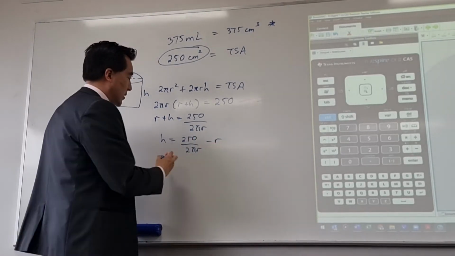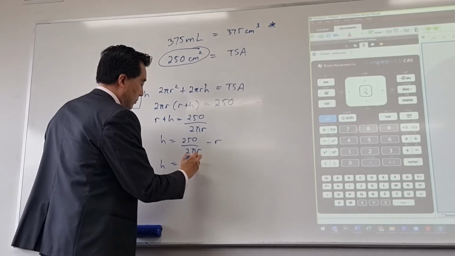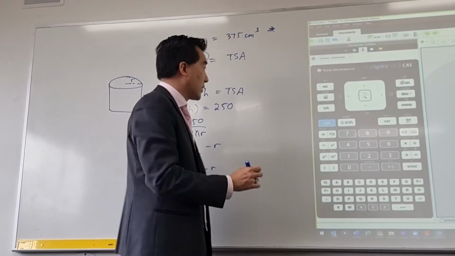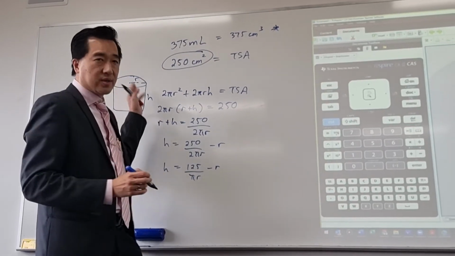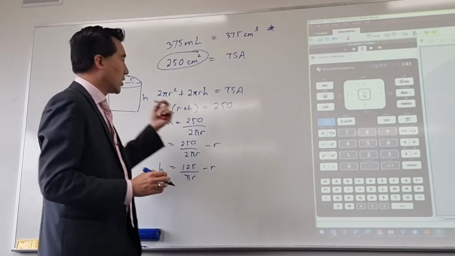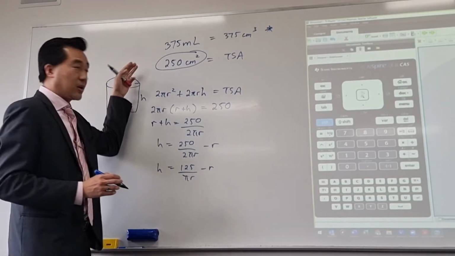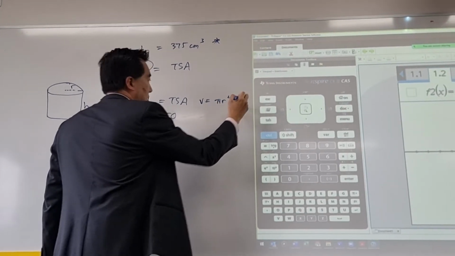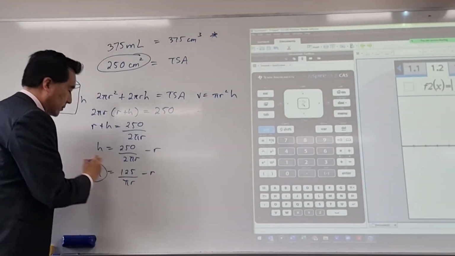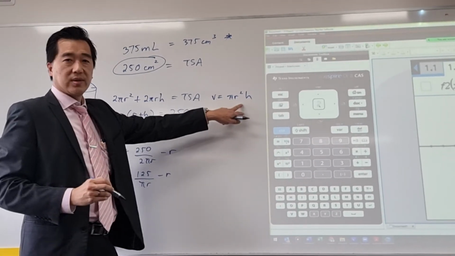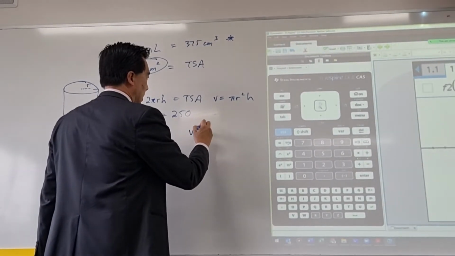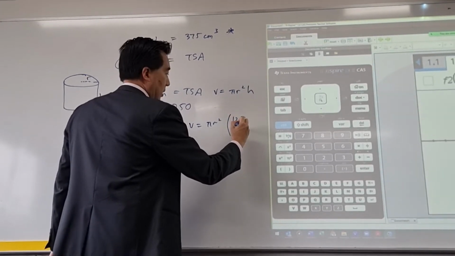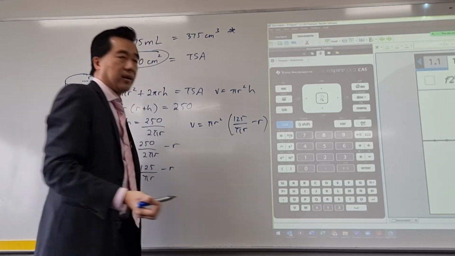If you were to simplify this, that's your height in terms of the r. Now, consider what is the formula for the volume of a can. It is the area on the top times the height. So, pi r squared times your height. But we know the height from here, so we're going to put that into this formula. So the volume is then pi r squared times your 125 over pi r minus the r. Expand and simplify.